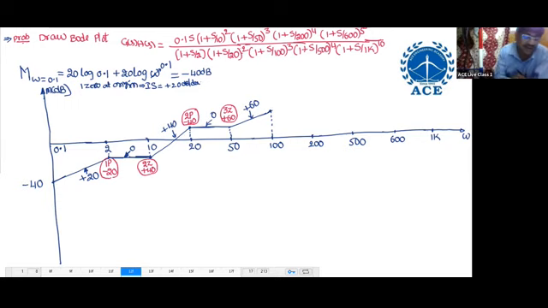Next at 100 what are there? 3 poles. 3 poles means minus 60. So minus 60 plus 60 becomes 0. Draw a line with 0. Minus 60 plus 60 becomes 0. Draw a line with 0. That's all. Next at 200.